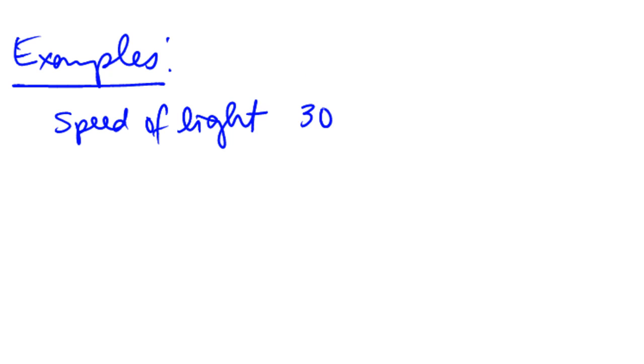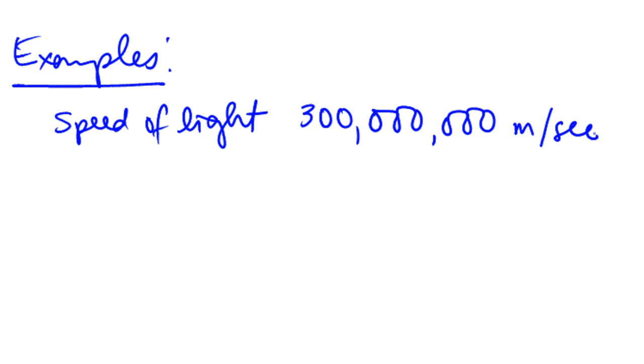The speed of light is 300 million meters per second. So how would we rewrite this in scientific notation? Well, we want to write it as a product of a number between 1 and 10 and a power of 10. Notice we have all these nice zeros. Those can be rewritten in a sense as a power of 10. We can rewrite this as 3 times 100 million.